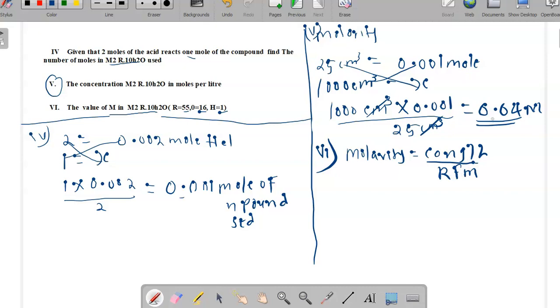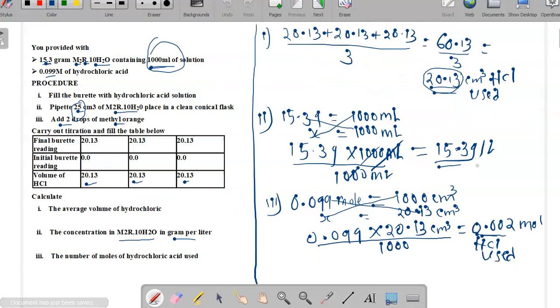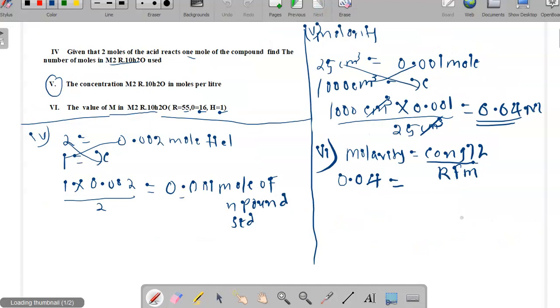So molarity, we have 0.04. That's what we are getting right now. It is equal to concentration in gram per liter, which we obtained in the previous question. If I go back, concentration in gram per liter was in Roman 2, and the answer was 15.3. So therefore, we will say 15.3 all over RFM. We don't know the RFM.